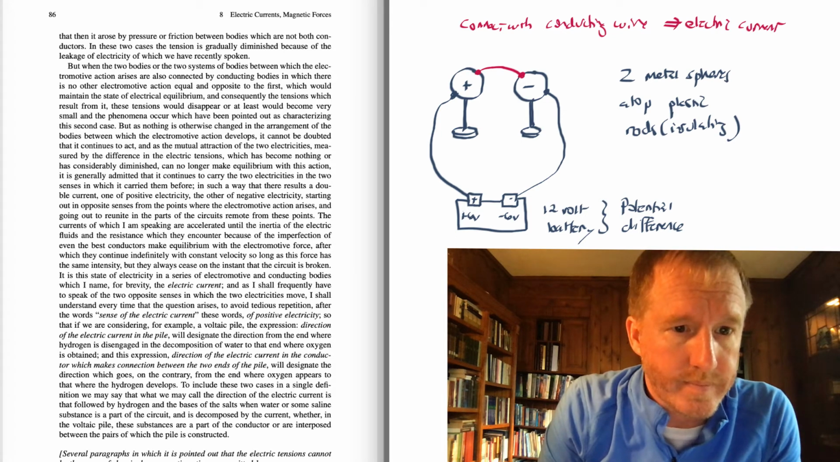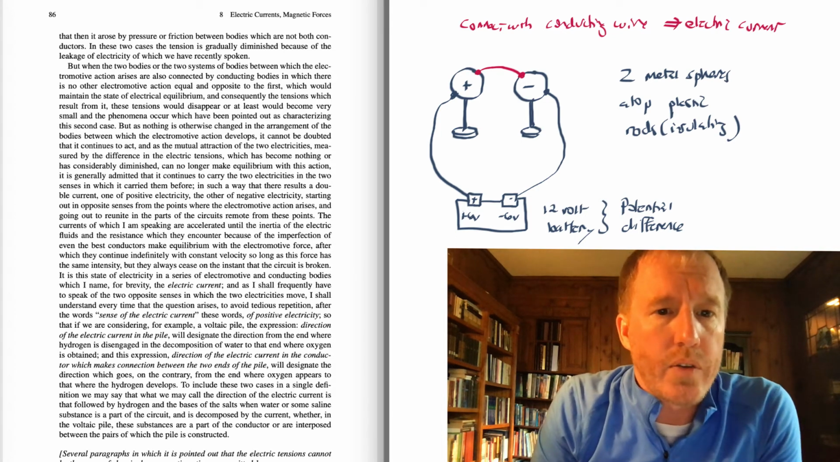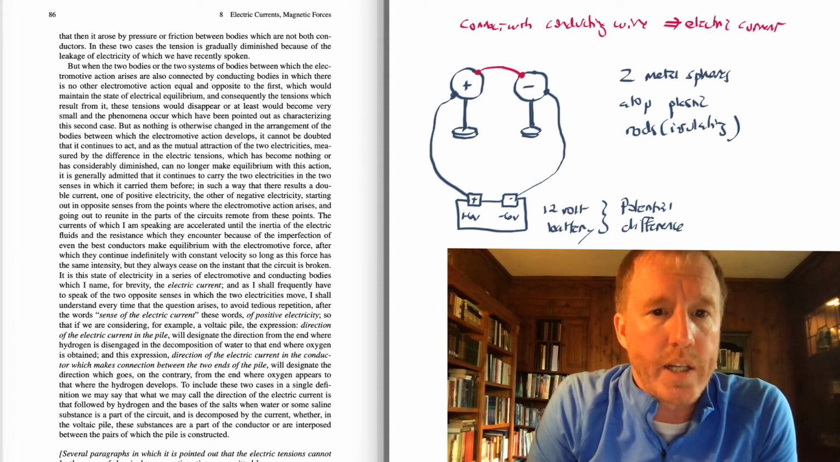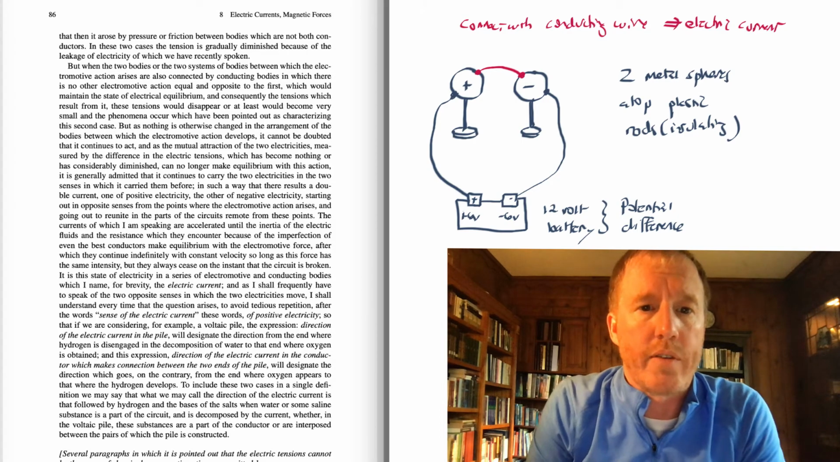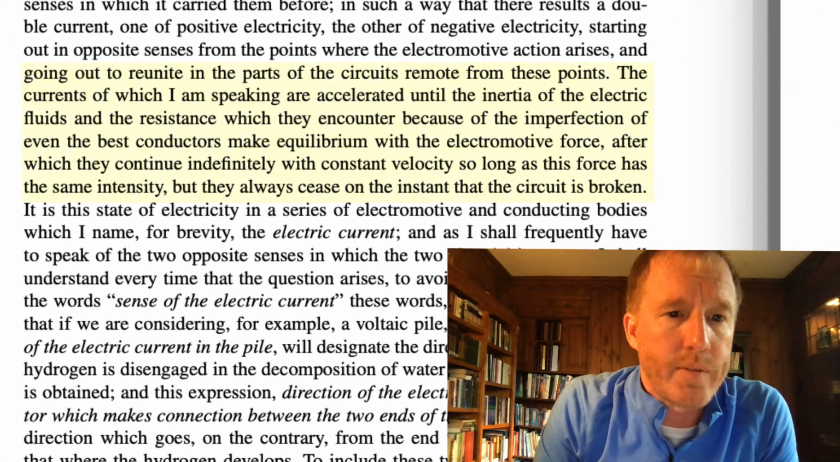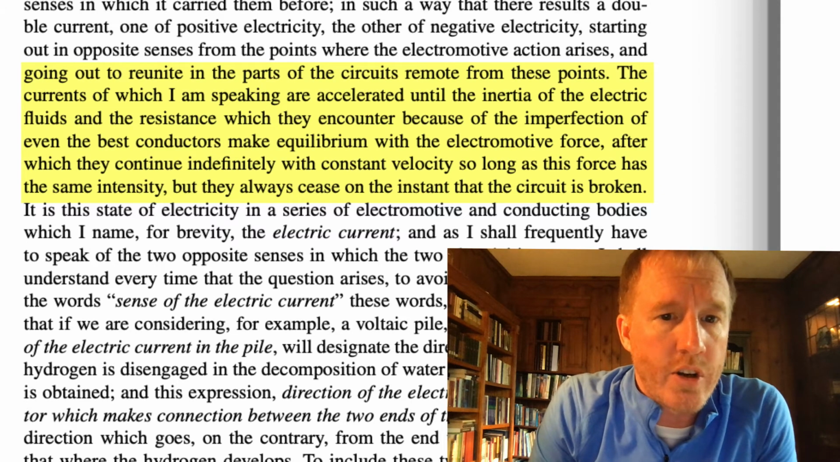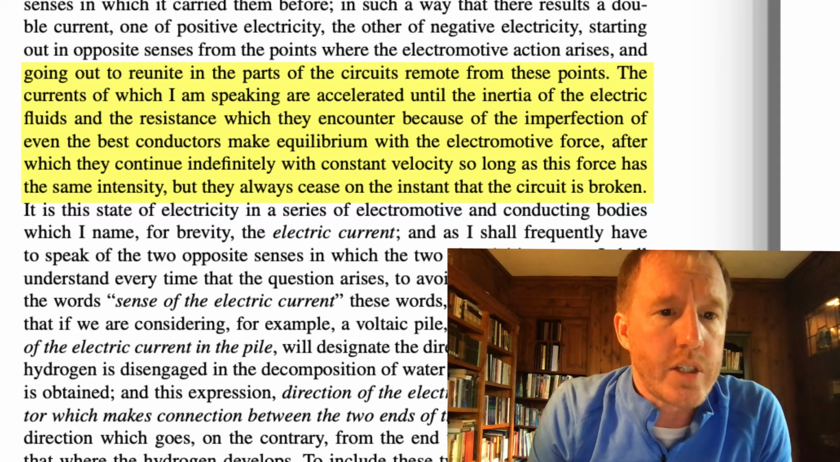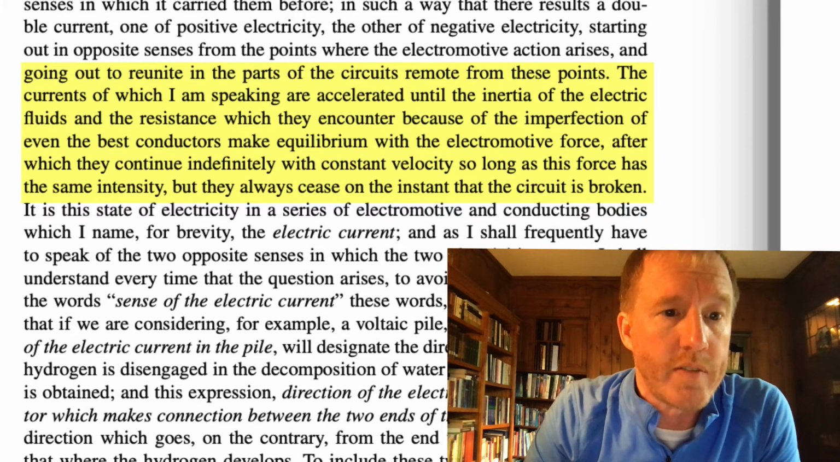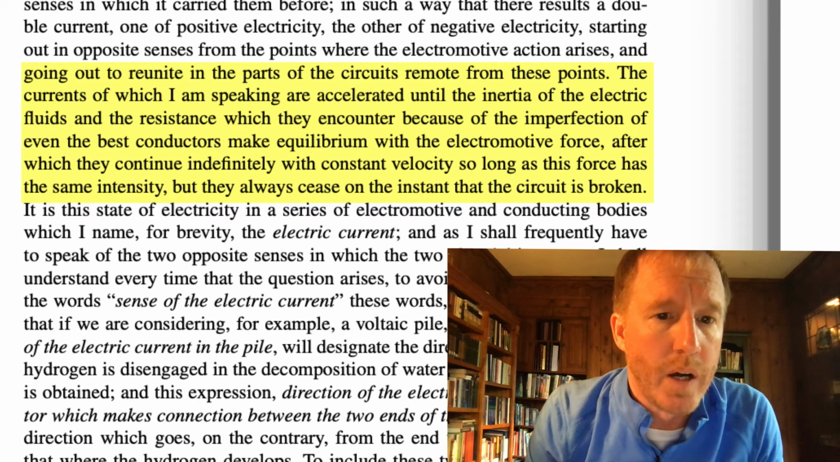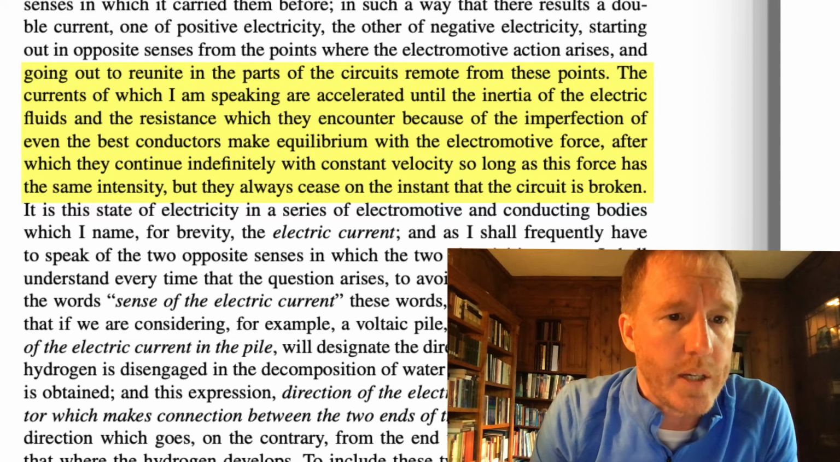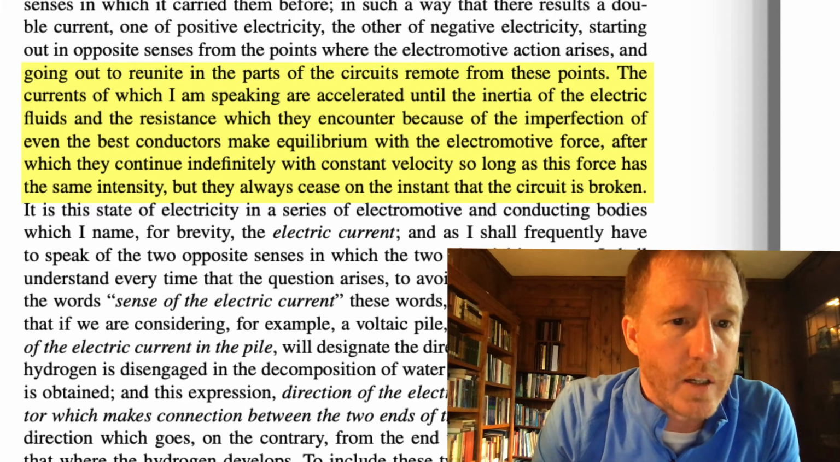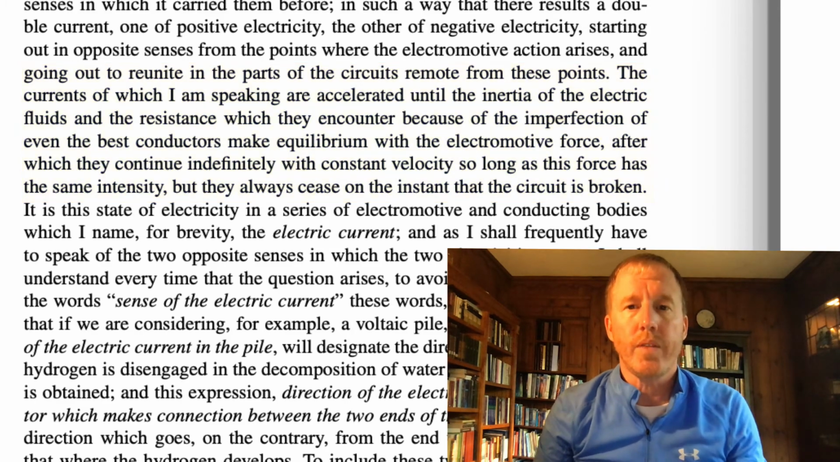Okay, now he says something else in here. There's a couple of sentences where he conceives of how this electricity moves. Does it move instantaneously or does it have to accelerate? He says the currents of which I am speaking are accelerated until the inertia of the electric fluids and the resistance which they encounter because of the imperfections of even the best conductors make equilibrium with the electromotive force, after which they continue indefinitely with constant velocity so long as this force has the same intensity. But they always cease on the instant that the circuit is broken. What is he talking about here?